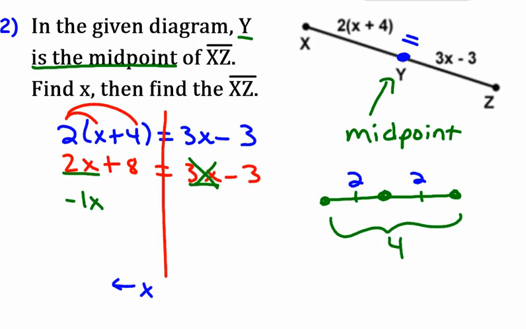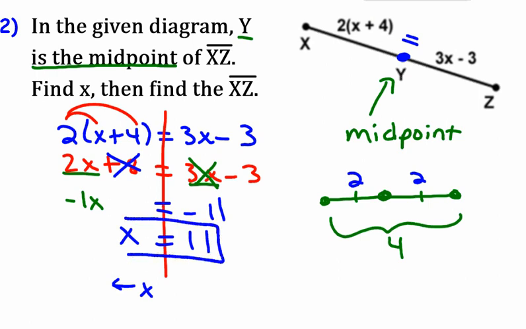Okay? Then I'm going to move my plus 8, I have to get rid of that. So I'm going to subtract 8 from both sides. So in doing so, that is going to get rid of that. And when I subtract 8 from negative 3 on the right, that's going to give me negative 11. And when I divide both sides by negative 1, I'm going to get x equals 11.